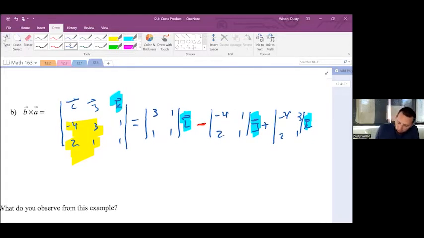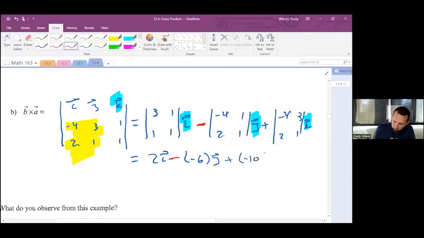We can expand all this out, and we get 3 minus 1, or 2i, minus, this is the minus that's built into the formula, and then we have negative 4 times 1, or negative 4 minus 2, so we have minus 6j plus negative 4 minus 6, or minus 10, k. Simplifying, that would be 2i plus 6j minus 10k.